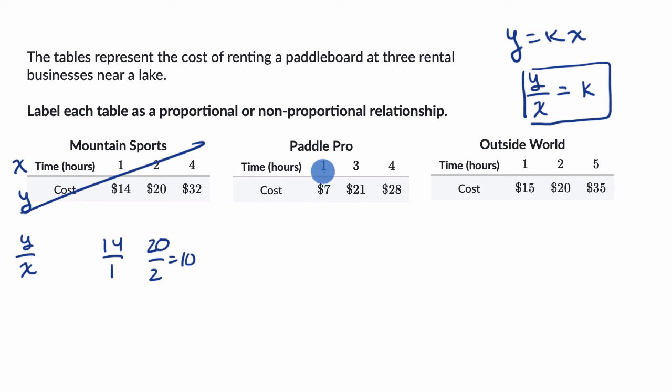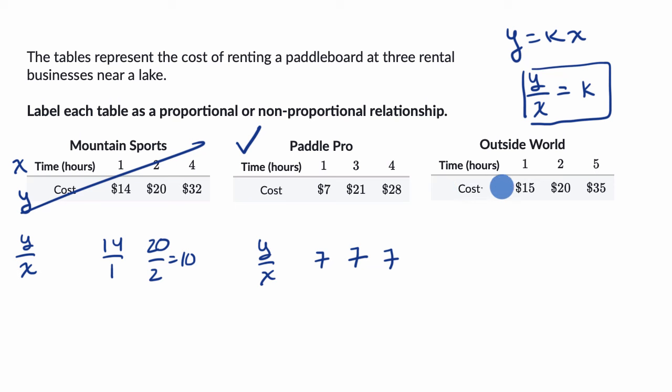y over x. 7 divided by 1. So let me write y over x. 7 divided by 1 is 7. 21 divided by 3 is 7. 28 divided by 4 is 7. This one is proportional. Let's do this one.